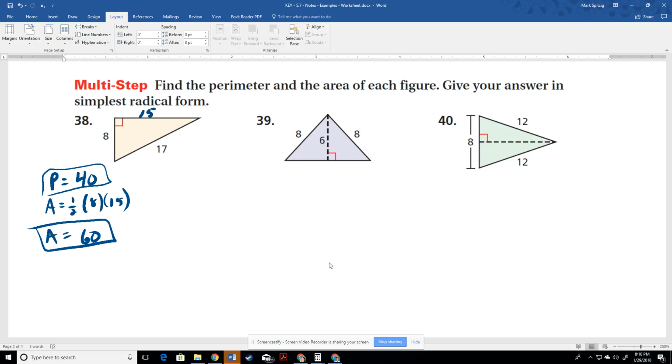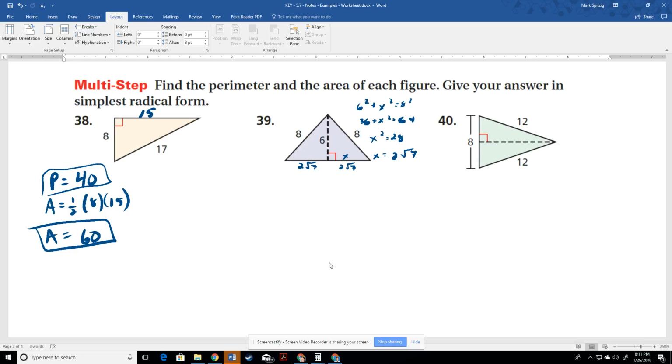Okay, so we don't really have enough to find. We have 2 8s, but we need to find the bottom one. So we can just say, all right, well, 6 squared plus a missing value, x squared, equals 8 squared. 36, 64. So x squared equals 28, which is 2 radical 7, right? Because that's 4 times 7. So 2 radical 7. So this is 2 radical 7. This is 2 radical 7.